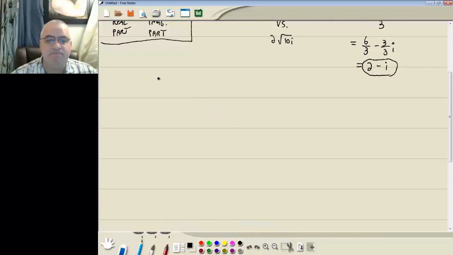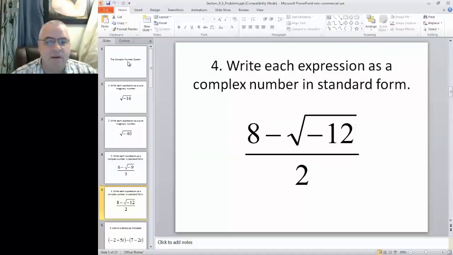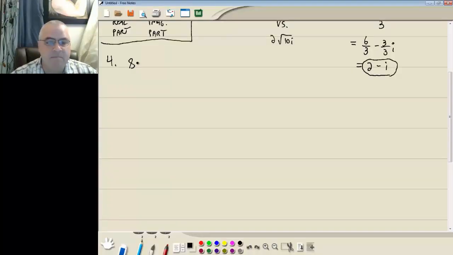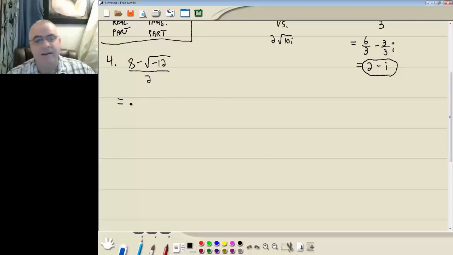Let's take a look at this problem. So we got 8 minus square root of negative 12 over 2. Again, before you go do anything in your problems, you should always simplify your radicals, especially when you're dealing with imaginary numbers. Sometimes if you don't simplify your radicals first, you'll get the wrong answer. So let's go ahead and simplify this. It's not the case in this problem, but it is the case in some problems.